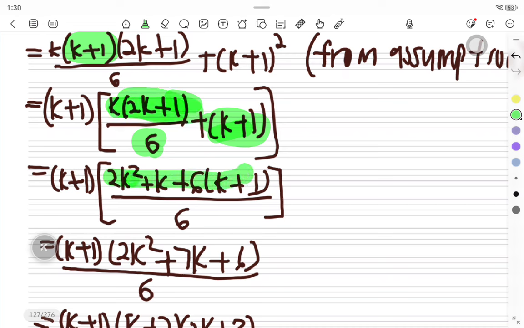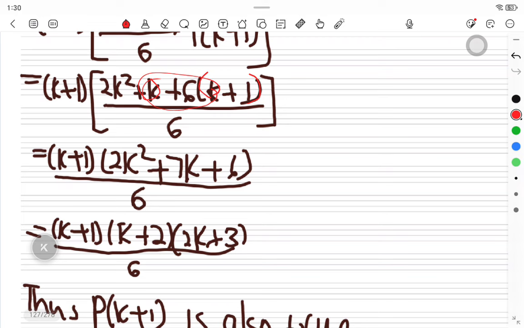Then when we simplify further, we get this 2 is going to give us 7k. And these are brackets. It's going to give us a 6 times k plus k. It's going to give us 7k, right? Then plus 6. Then 7k, when we factor out, we get this. And this is the same thing as the right hand side.